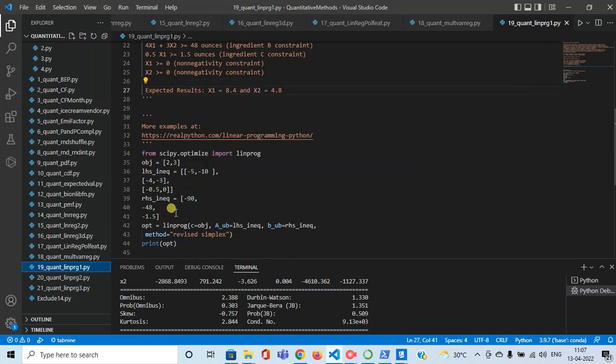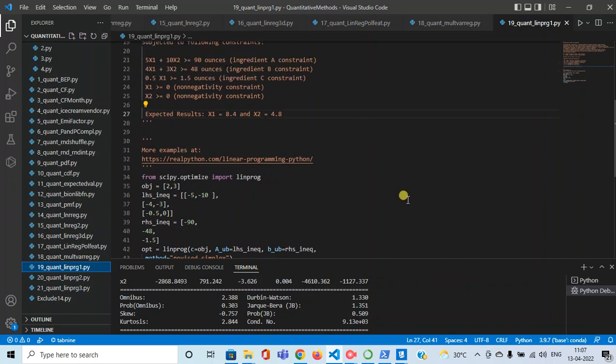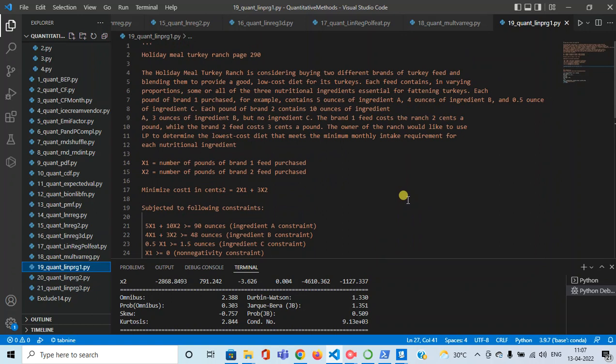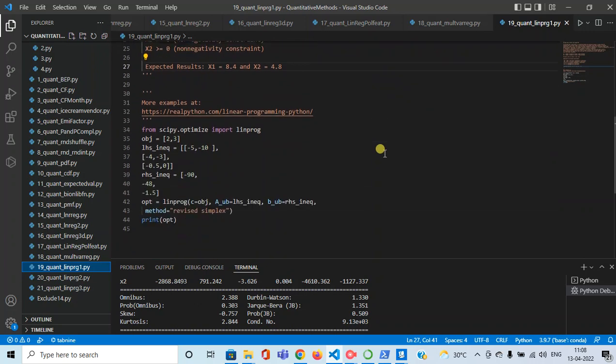So we have put the values as minus 90, minus 48, minus 1.5, and we are asking linprog to solve it using revised simplex. When we solve it, we expect x1 to be 8.4 and x2 to be 4.8. I would strongly recommend you read the problem definition from the book we are referring to, the quantitative analysis for management book.